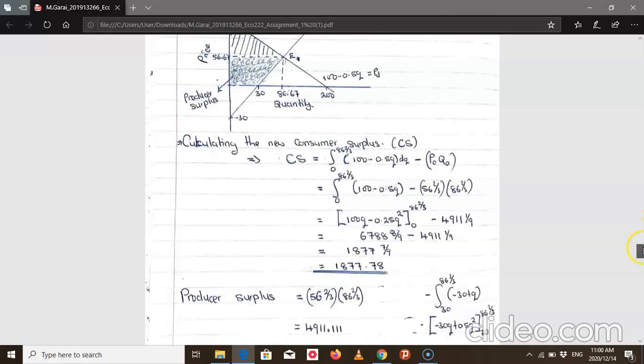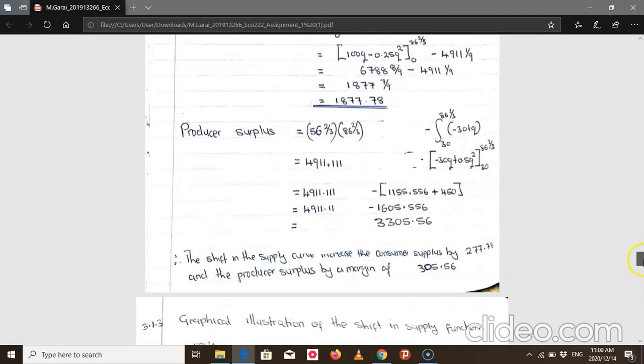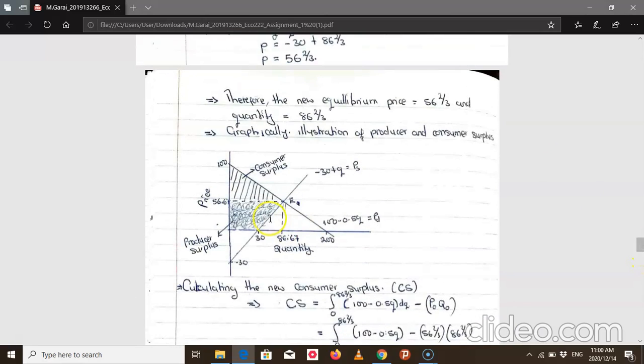The producer surplus uses the same technique as we applied earlier. We got the graph. We say the producer surplus is this one, right? But this one is the area of this rectangle minus the area of this triangle. So the area of this rectangle is 56.67 times 86.67. The area of this triangle is the integral of this supply function between 30 and 86.67.